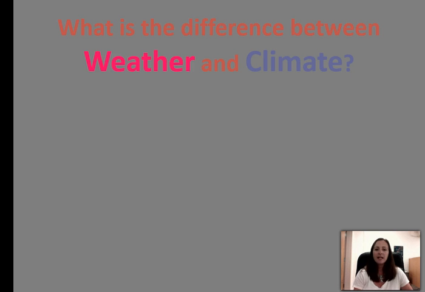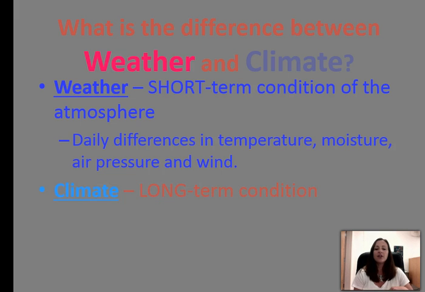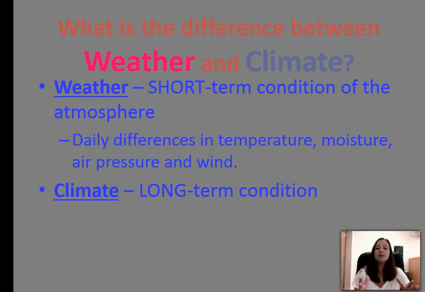So when we talk about meteorology and studying weather, we need to look at the difference between weather and climate. The difference between the two is that weather is a short-term condition of the atmosphere. It's when you look outside and you see what's happening now. It's daily differences in temperature from day to day, moisture, air pressure, and wind. Climate, on the other hand, is a long-term condition, basically the weather patterns over a long stretch of time.